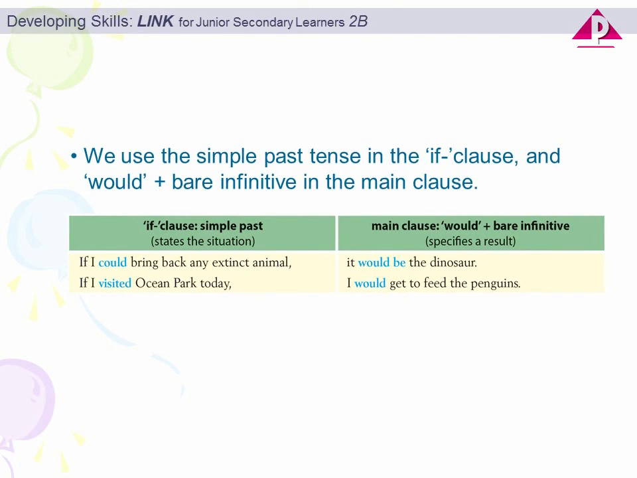The first example is, if I could bring back any extinct animal, it would be the dinosaur. But, as we all know, that is impossible, so type 2 is used. The second example is, if I visited Ocean Park today, I would get to feed the penguins, meaning that the speaker did not visit Ocean Park today, or it was impossible for him to do so.